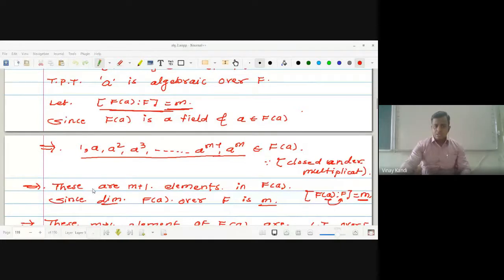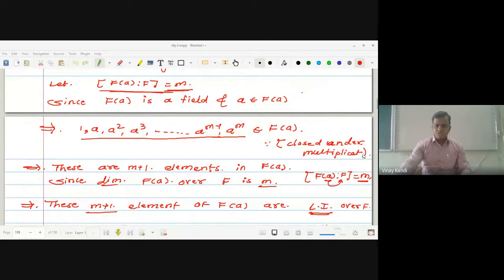These are m plus 1 elements in F(a), and the dimension of F(a) over F is m. So these m plus 1 elements of F(a) are linearly dependent.